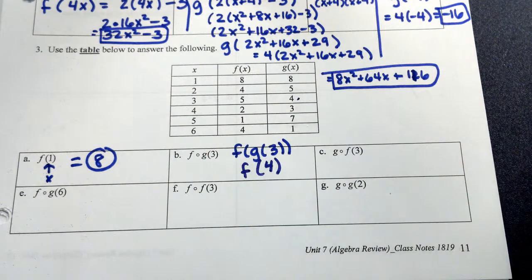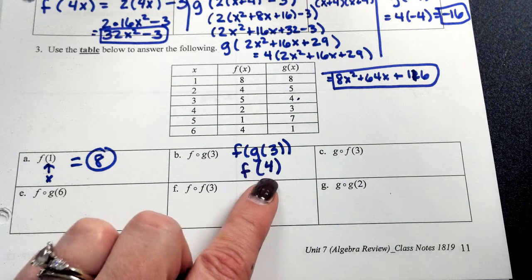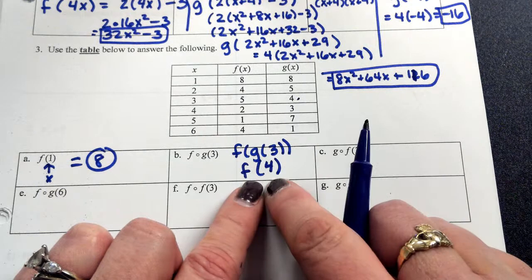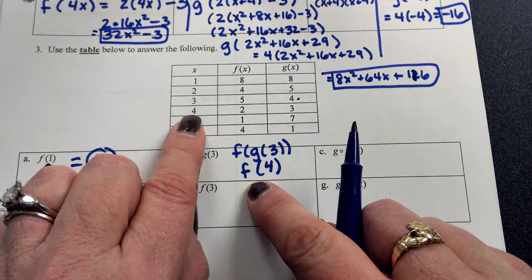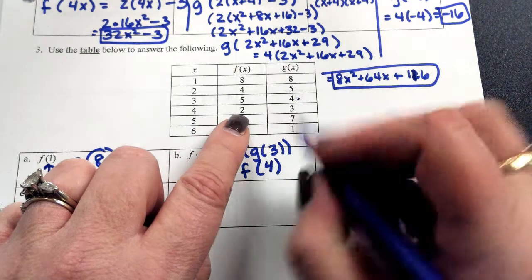Now look on the outside. Now I want to find f of 4. So 4 is my x value. So when x is equal to 4, what is the output for function f? That's going to be a value of what? 2.